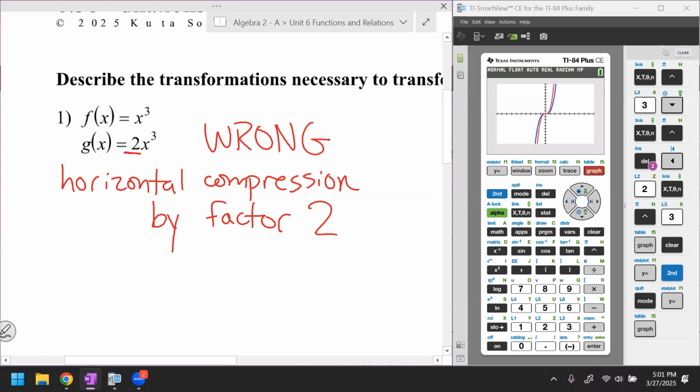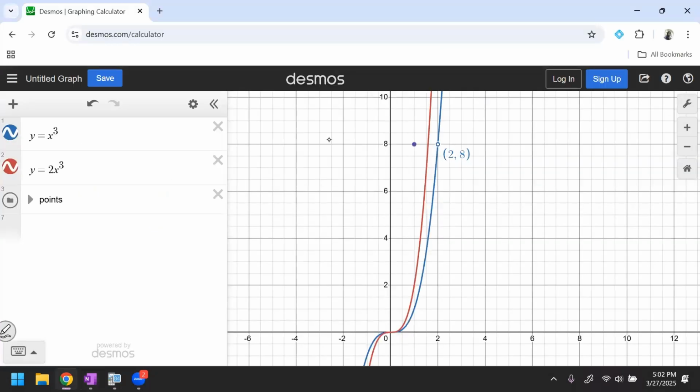Why? Let's use Desmos instead of the calculator to see what's going on here. So here are the same two graphs on Desmos in exactly the same colors. And what you should notice is that the point (2, 8) is on the original graph. And if it was being compressed horizontally by a factor of 2, then this x coordinate should be divided by 2 and go to (1, 8), right? Here's (1, 8). But hang on, this purple dot is not on the red graph. It's not on the transformed graph, okay?